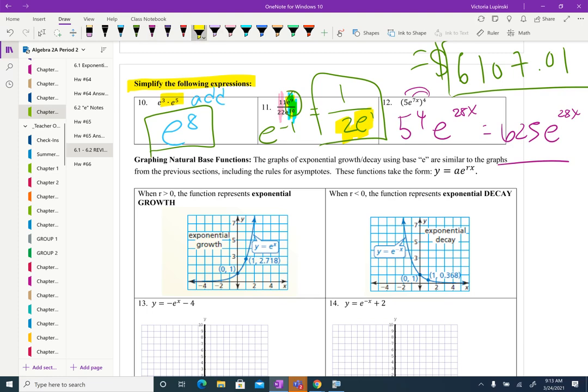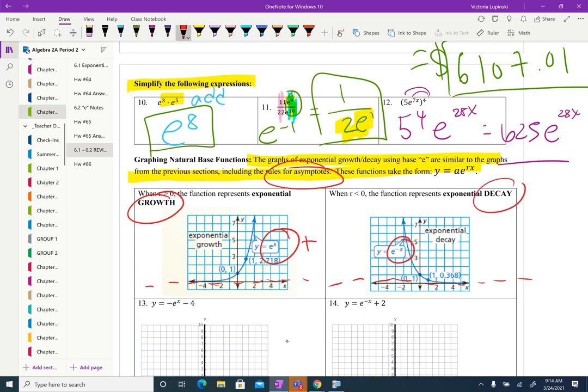When it comes to graphing with e's, they follow all the same rules as the other graphs, including the rules for asymptotes. So that means they start at 0 and they can only move up and down. So again, in each of these problems, you might want to add in that asymptote. Very easy way for you to know if it's growth or decay. It's growth if there's a positive exponent, and it's decay if there's a negative exponent. That's it.